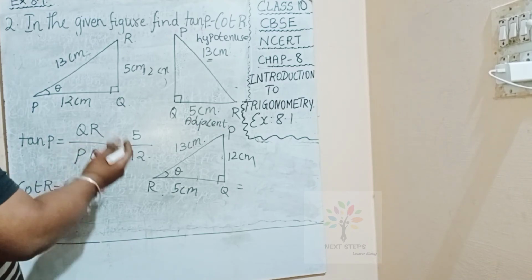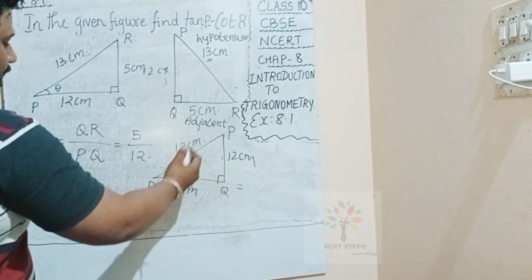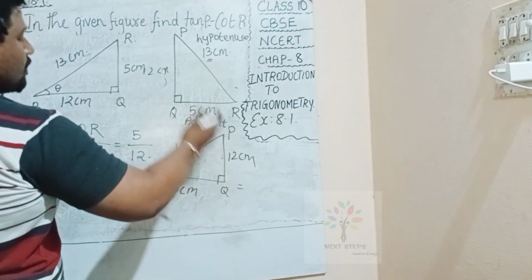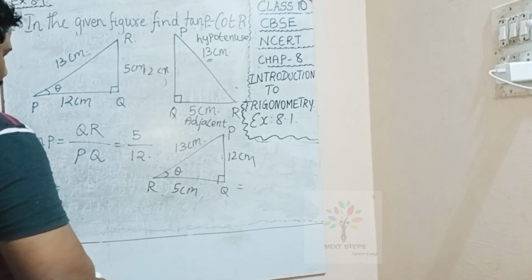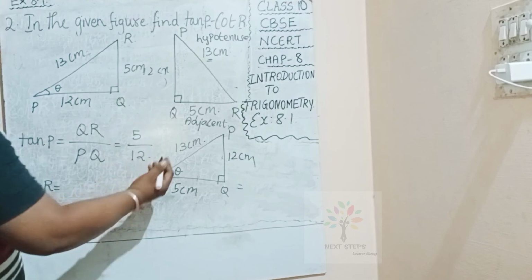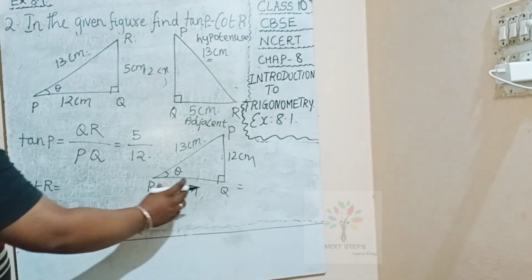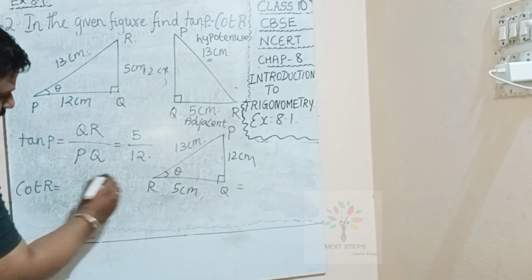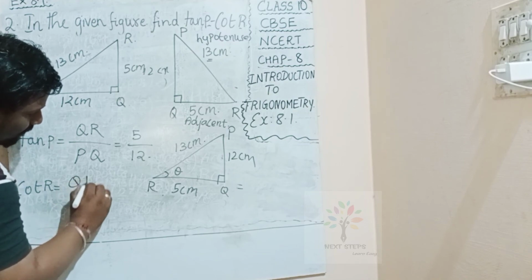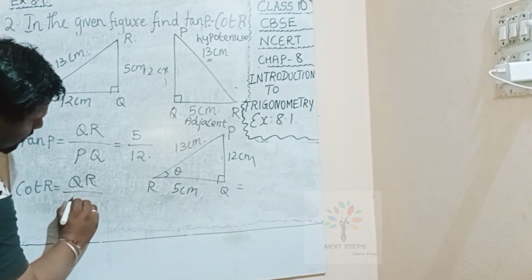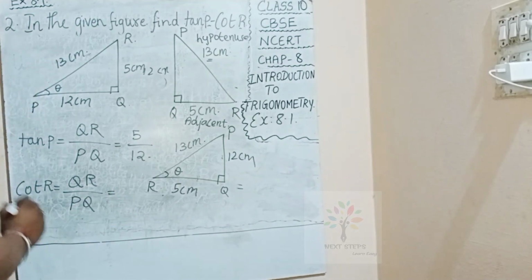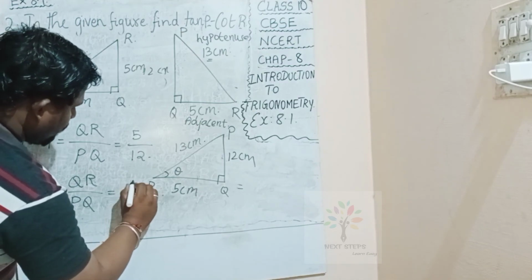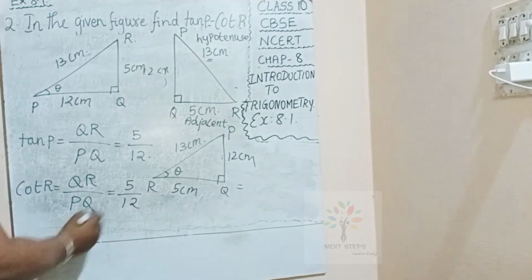So your cot R is equal to, what we can write? That is inverse of tan theta. What is the formula for tan theta? It's very simple: opposite side divided by adjacent side. Your cot is inverse of tan, so we have to write it in a reverse manner, that is adjacent side divided by opposite side. What is my adjacent side here? QR is my adjacent side. My opposite side is PQ. So what I will get? I will get the value as 5 divided by 12.